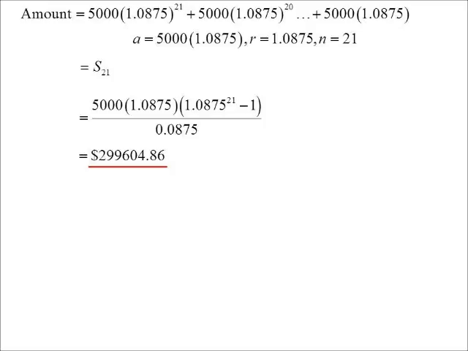So we've got all those amounts earning interest. So you can see we've got a series there. Okay. So we can say the first term is 5,000 times 1.0875. The ratio is 1.0875. The number of terms there is 21. So in other words, it's the sum of 21. So we can put in our sum to N formula, and our total investment has become $299,604.86, and Stephanie thinks she's going to retire.